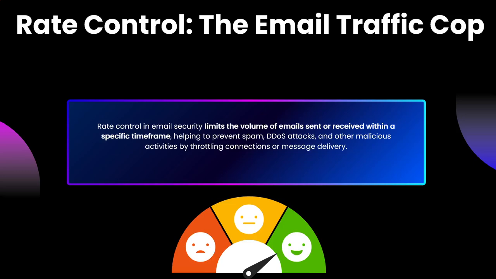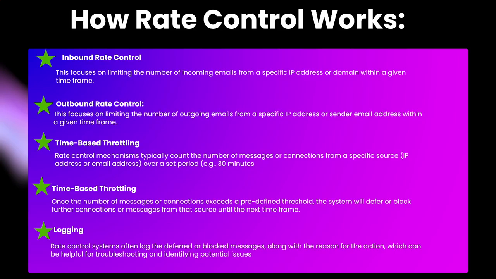And so if we talk about what rate control is, it is a kind of email traffic cop. It is a mechanism that sets limits on the number of emails that can be sent within a specific time frame. This prevents sudden surges of emails, ensuring a smoother and more secure flow. So this is the definition of rate control. So how does rate control work?